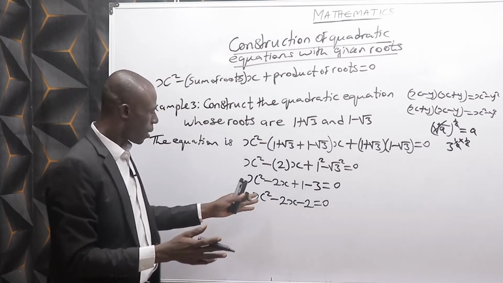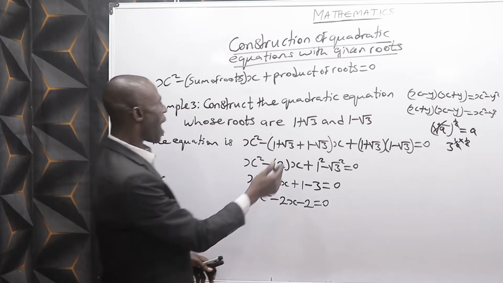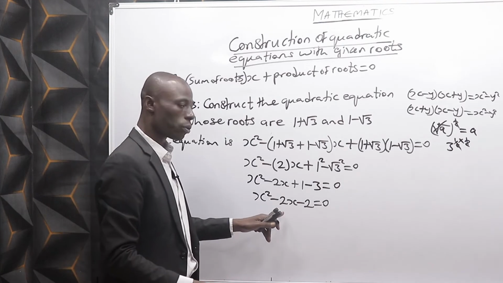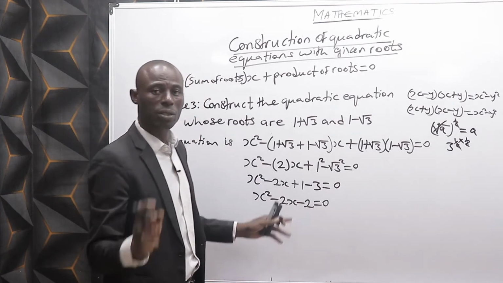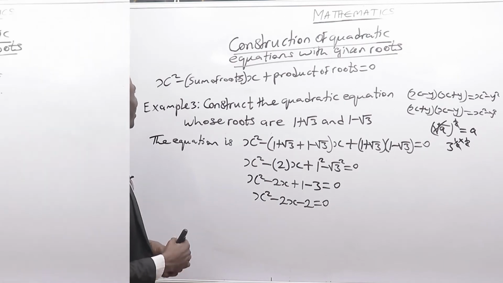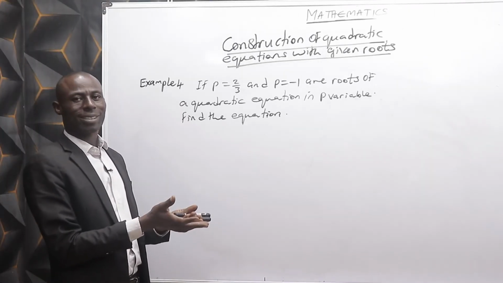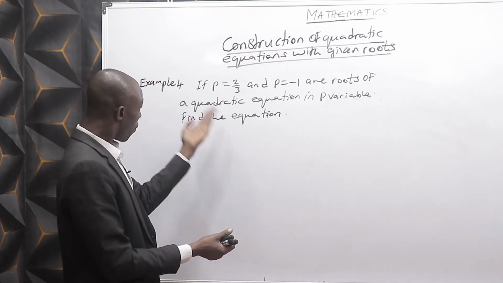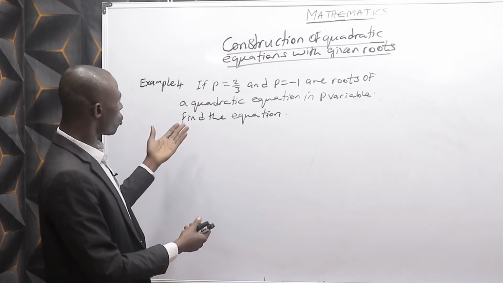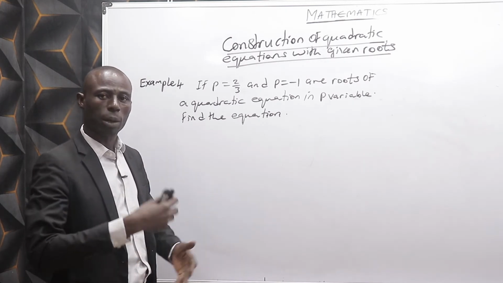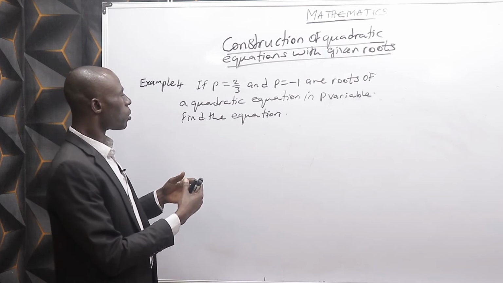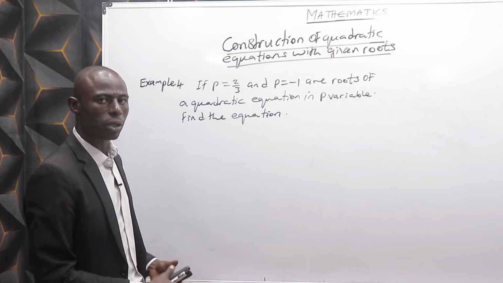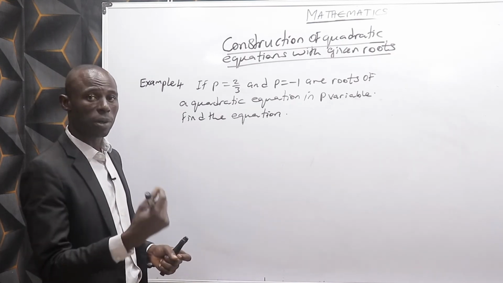That is it. The quadratic equation whose roots are 1 plus root 3 and 1 minus root 3 is x squared minus 2x minus 2 equals 0. It's as simple as that. Example 4 is a bit different. You can use the method we used for examples 1 to 3 for example 4. But I wish to use example 4 and probably example 5 to illustrate another method. So you have more than one method of deriving a quadratic equation from given roots.